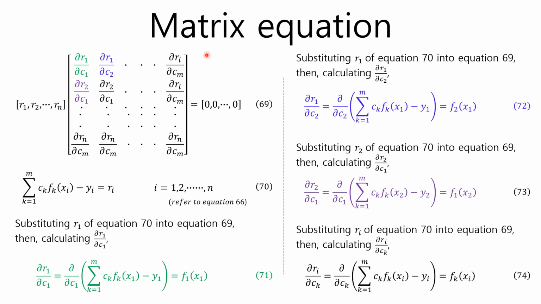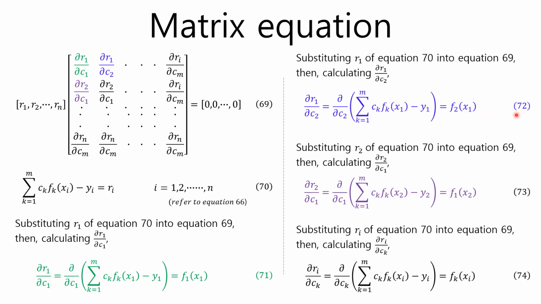Among each entry of the rectangular matrix of equation 69 obtained earlier, let us calculate the three colored elements. If you calculate the partial derivative by substituting the residual function R1, expressed in equation 70, into the green matrix entry of equation 69, all terms in residual 1 that do not contain C1 are 0, so you can obtain equation 71. Next, if you calculate the partial derivative by substituting the residual function R1 expressed in equation 70 into the blue matrix entry in equation 69, all terms in the residual that do not contain C2 are 0, so you can obtain equation 72.